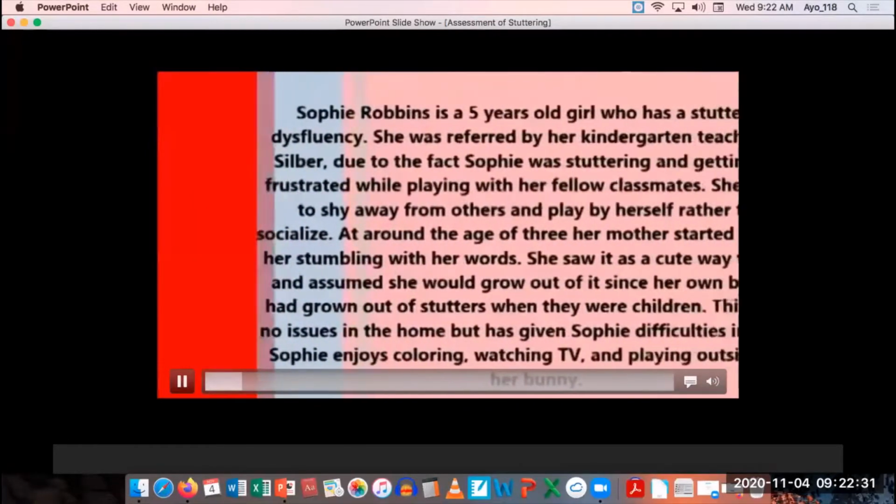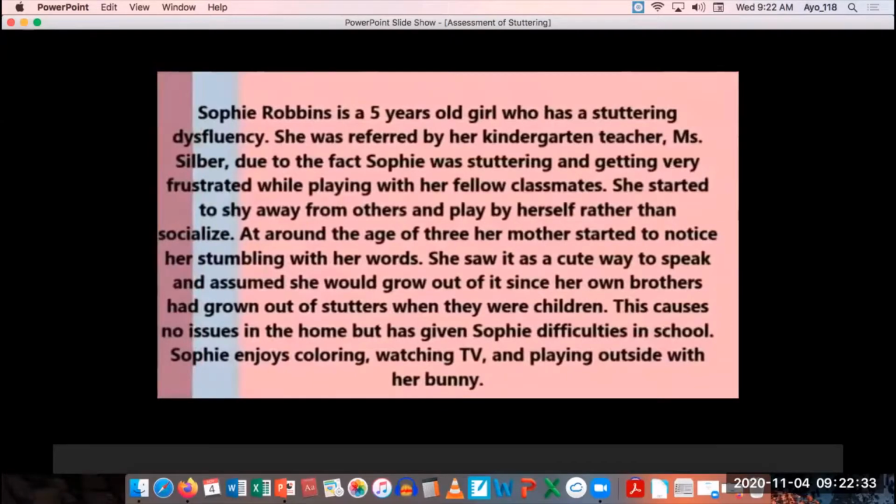Sophie Robbins is a 5-year-old girl who has a stuttering disability. She was referred by her kindergarten teacher, Miss Silver, because Sophie was stuttering and getting very frustrated while playing with her fellow classmates. She started to shy away from others and play by herself rather than socialize.